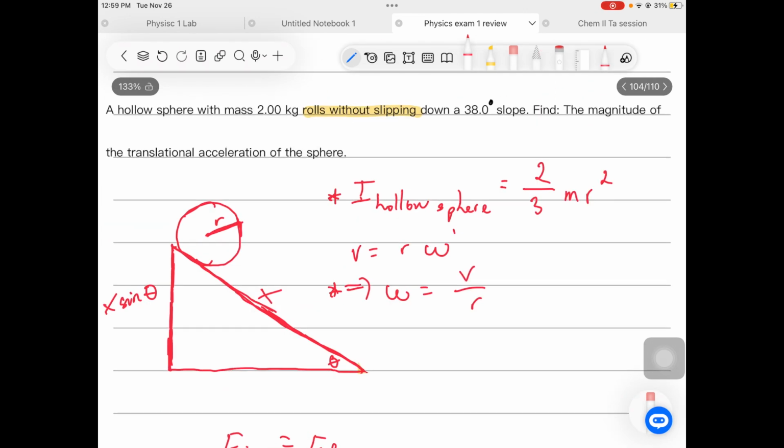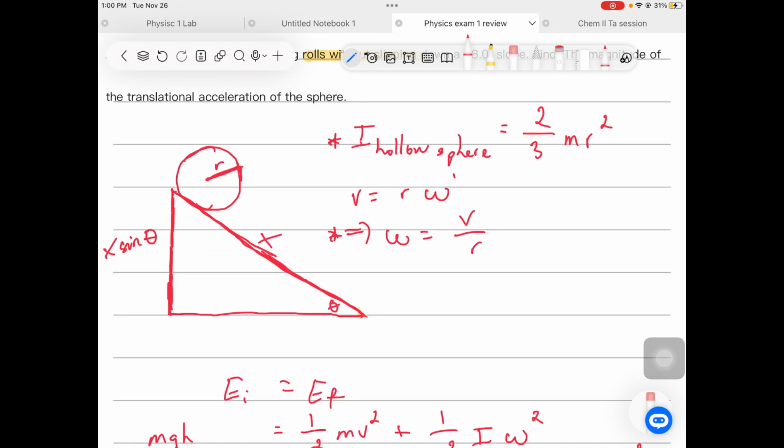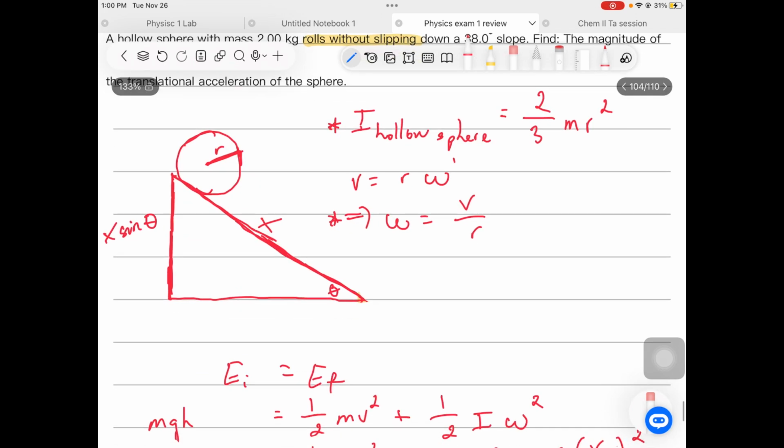There are many ways to approach these problems. We're going to solve this problem using conservation of energy. The reason why we can use that is because the ball is rolling without slipping. So that tells us that the energy is conserved. The final energy and the initial energy are equal to each other.